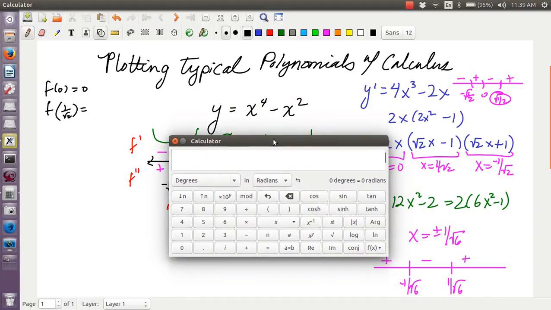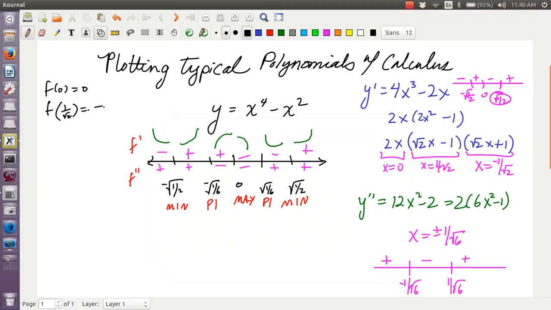Okay, so 1 over root 2, 1 divided by, there's no square root button, so I'm going to say 2 to the power of 0.5. It gives me the right value. Okay, 0.707. So I'm going to raise that to the power of 4 and subtract 0.707 to the power of 2. And I get, it's actually negative 1/4, but let's say you didn't know that. You'd be rounding it anyway, negative 0.25. It would be close enough.